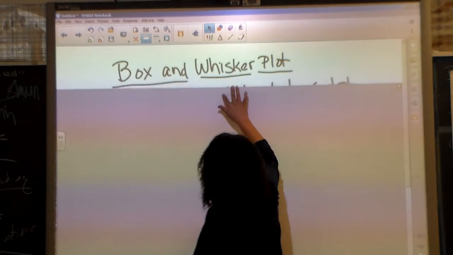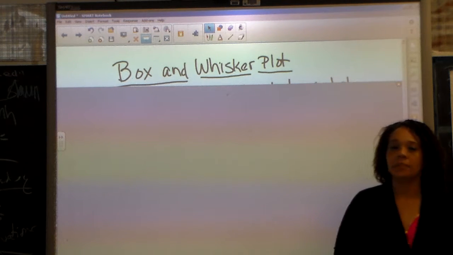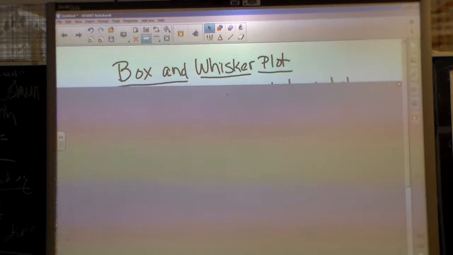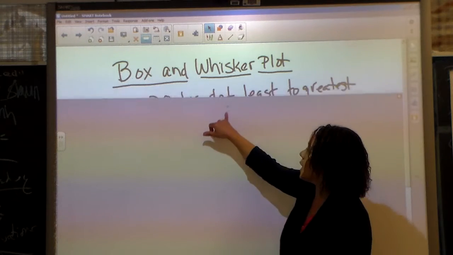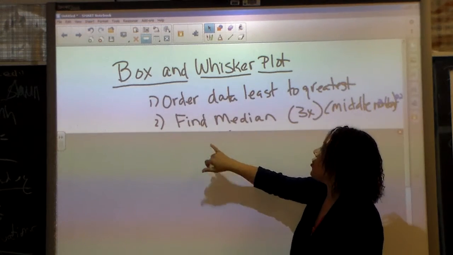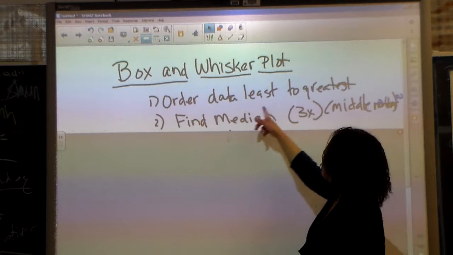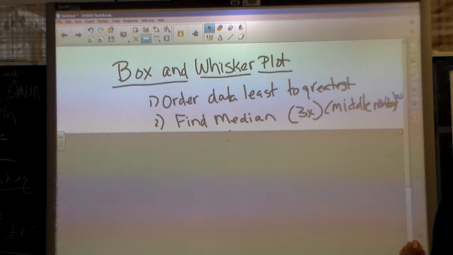Alrighty. So you can write down box and whisker plot, and there will be 2 questions on box and whisker plot on your exam. Okay? We've learned about this in class, but I want to give a very fast review. The first thing you're going to do is order the data from least to greatest.